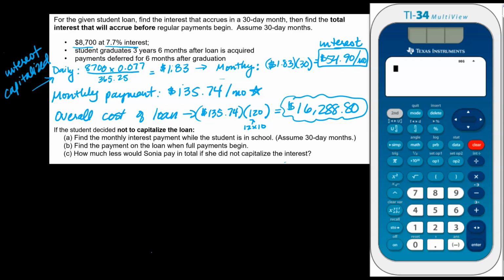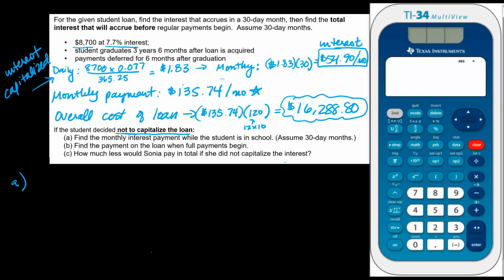And so what I want to do here is look at the exact same student with all of the exact same amounts, and assume that the interest is not capitalized. So let's say the student decided to not capitalize the loan, which means she wants to pay interest payments while she's in school. And we're going to compare the overall cost of this option versus the overall cost if she did capitalize. So the first thing we're going to do is find the monthly interest payment while the student is in school. And that we actually did in the last example.